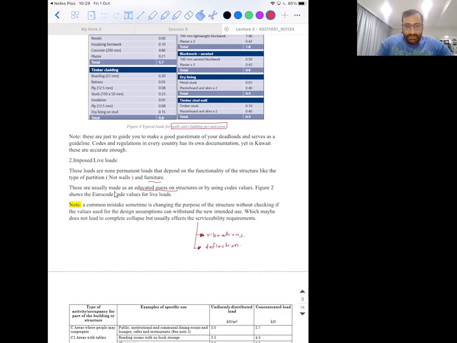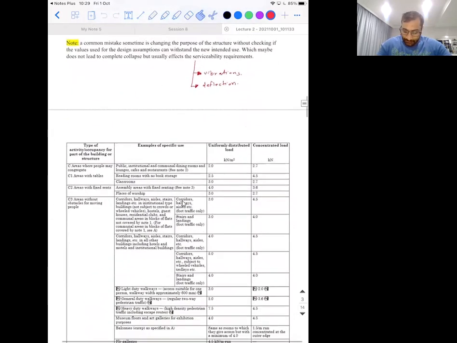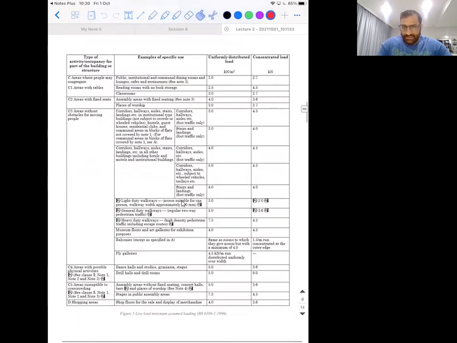These are usually made as an educated guess on a structure or by using design codes. Figure 2 shows the Eurocode values for live load. These are basically the same concept, yeah? Kilonewton per meter squared, or as a concentrated load in kilonewton if you need it as a point. This is as an area that you want to plug into software on a slab. Loads on a slab area.